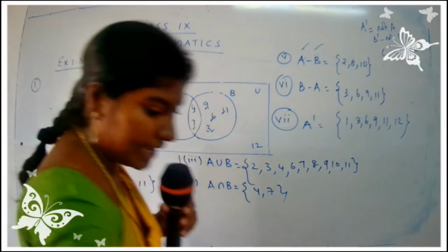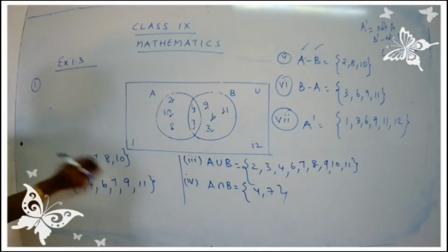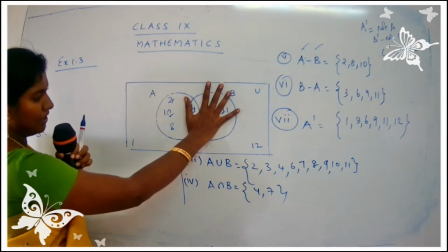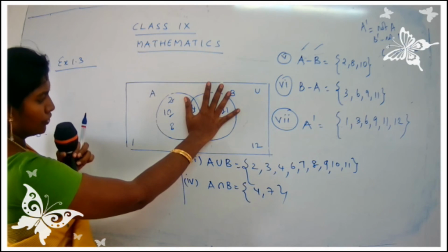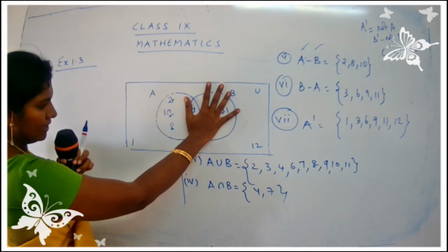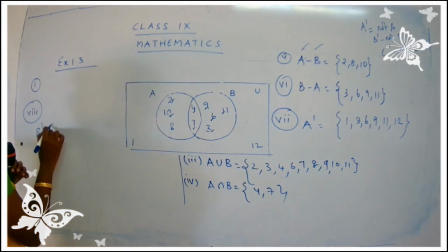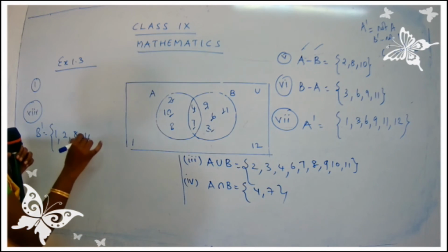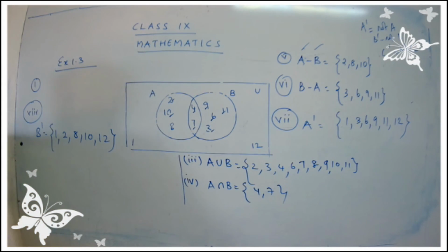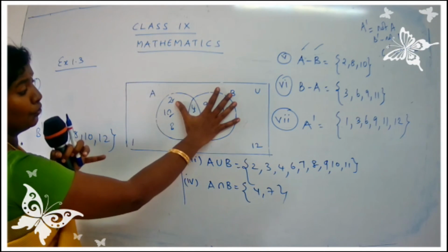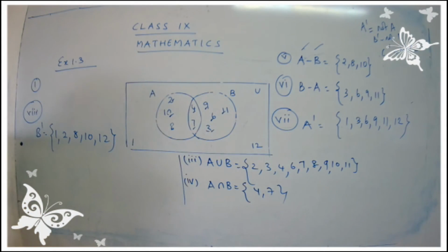Okay, now let's try for B dash. I'll be continuing B dash over here. Write down B dash over here, children. B dash, simple, just keep a hand over B. What is left now? 1, 2, 8, 10, 12. So just keep a hand over B. And what is left? 1 is left, 12 is left, 2, 8, 10. So we got the value for B dash.